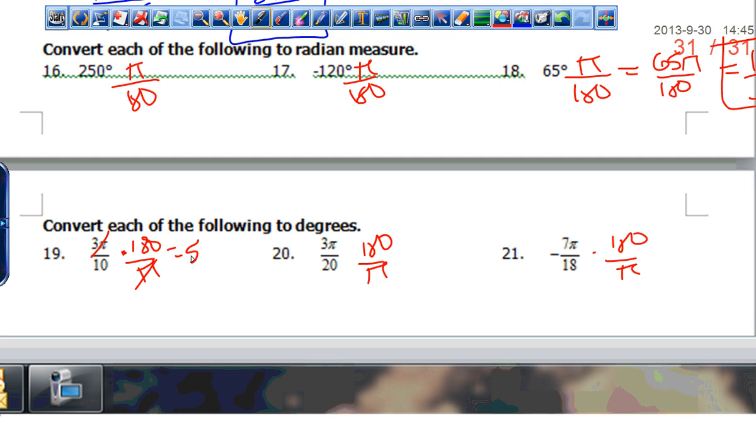Yeah, it's 54. Solution D. 3 times 180 over, divided by 10.